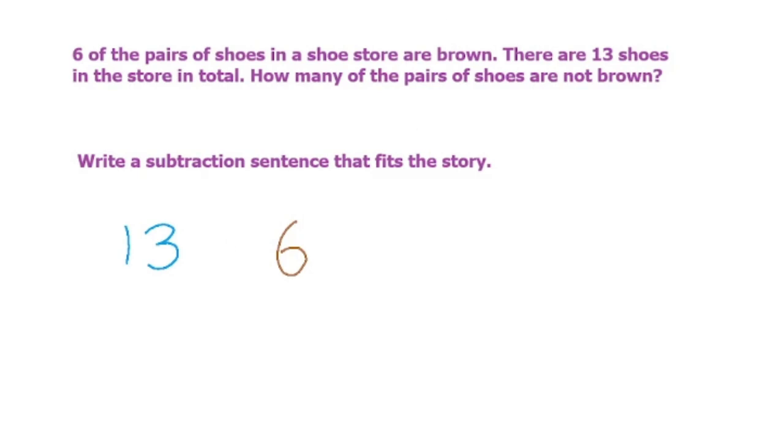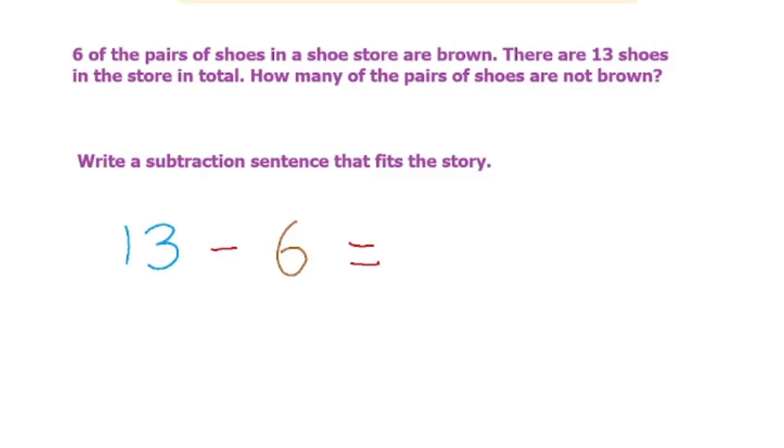So let's subtract them. So this is actually the subtraction sentence that fits this story. There's 13 shoes in total. 6 are brown. If we take away the 6 brown, then we'll be left over with the ones that are not brown.